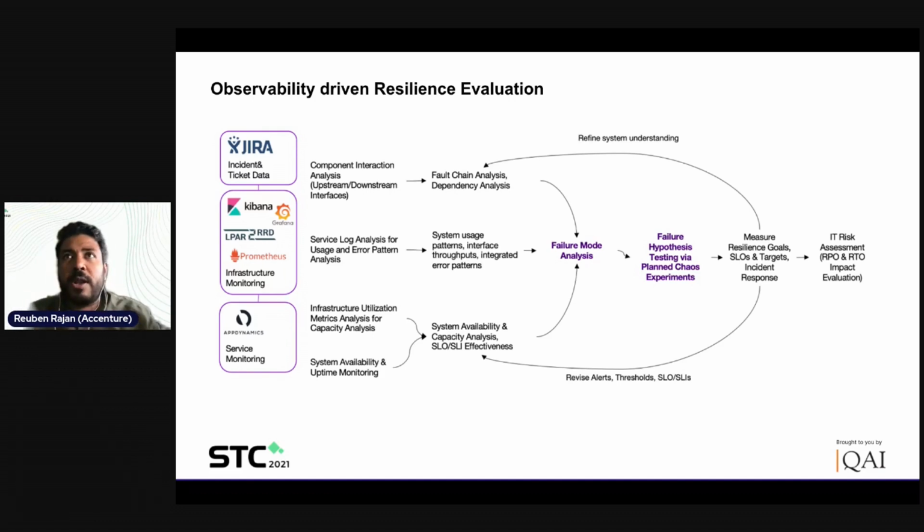Then the second part is where we look at each interface: what are the rate limits, throughputs, and usage patterns over the year, and so on. So that becomes one of the sources of truth. And the final one is looking at availability and the SLOs and SLIs that the customer has already configured, and if not, we work with them to do that. All of these sources of data become your input to your failure mode analysis.